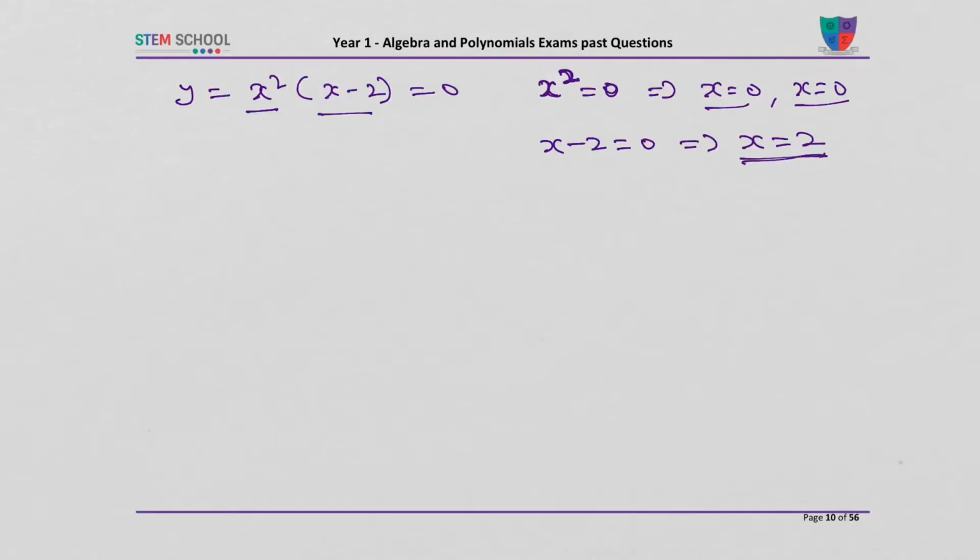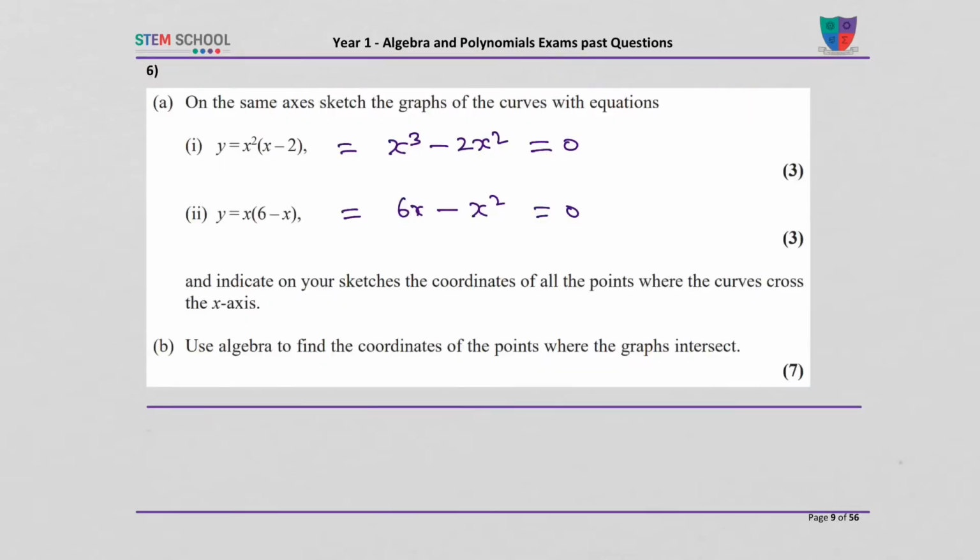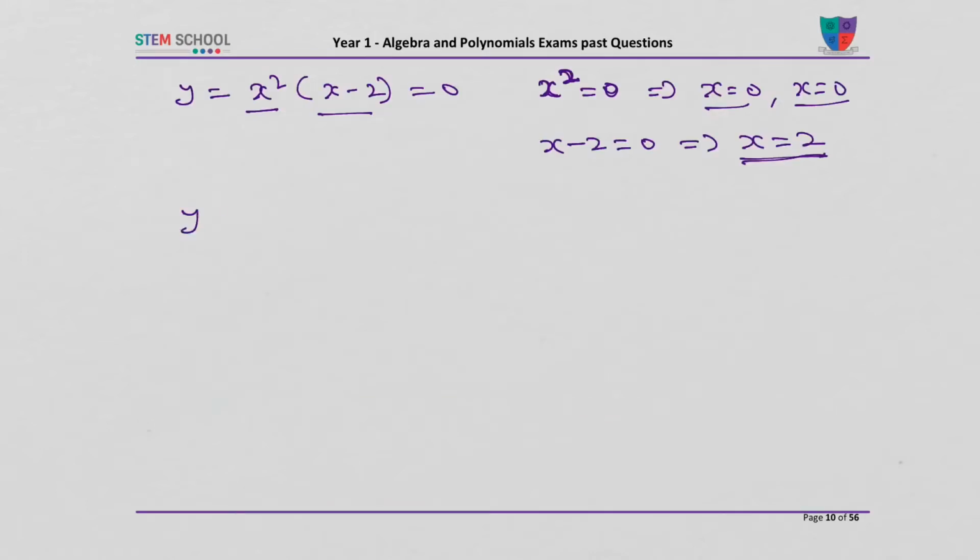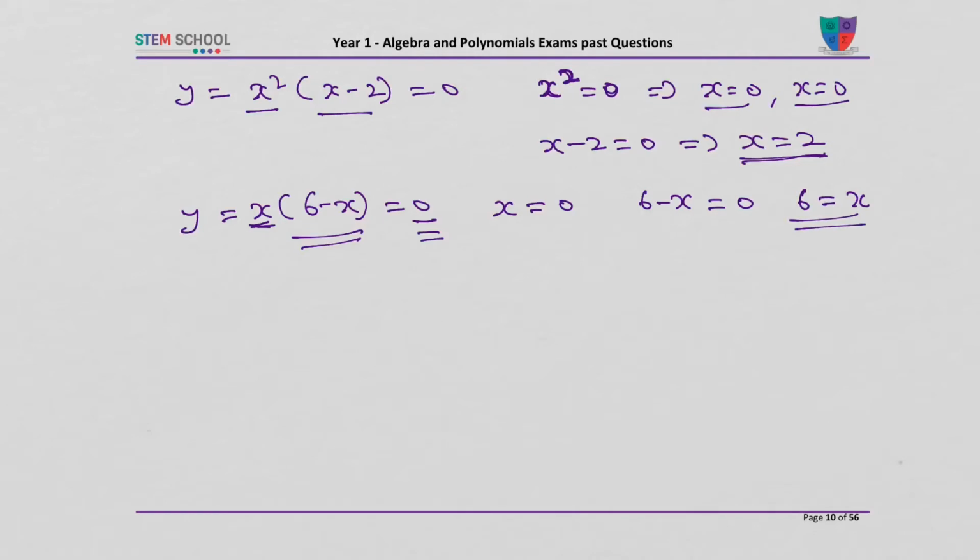Now let's look at the quadratic. So for the quadratic, if we go back here, I can see that that's x into bracket 6 minus x. So I'm going to go y equals x into bracket 6 minus x. Therefore, we set it to 0, and that means x equal to 0. That one is set to 0, and this is also set to 0. So I've got 6 minus x equal to 0. Therefore, 6 equals x. So I've got 2 roots for that one.